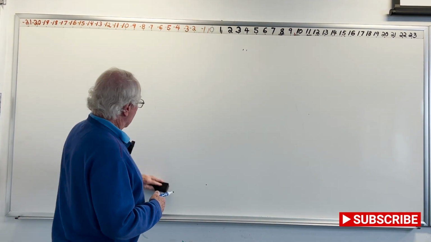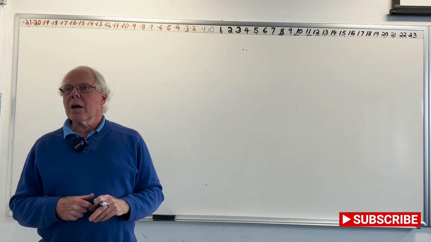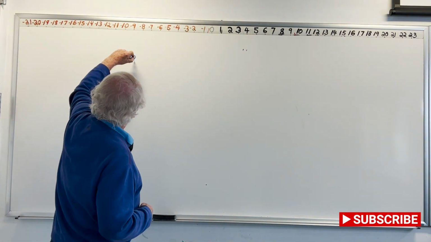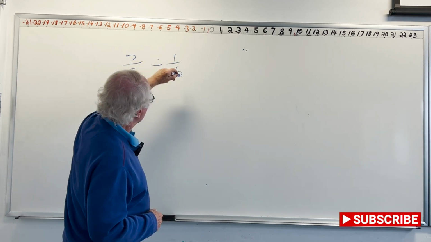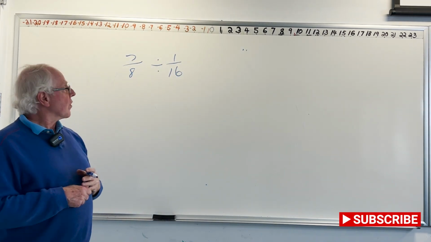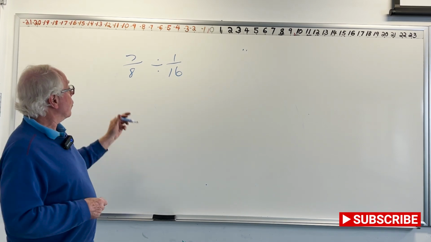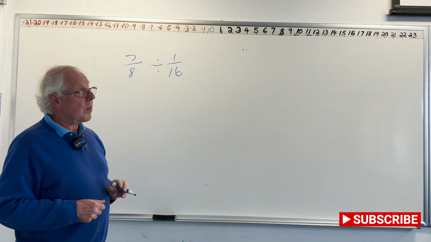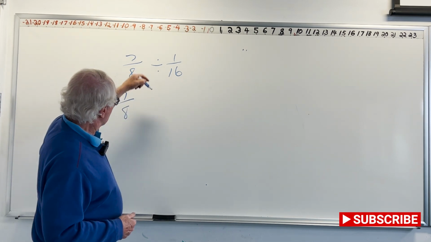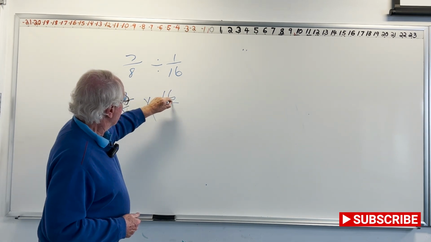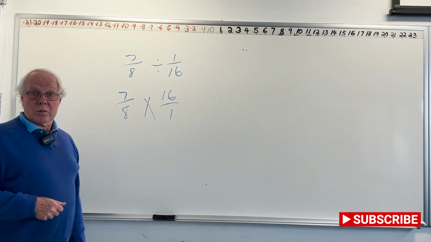All right. Let's look at a couple of problems. 7/8 divided by 1/16. Okay, the very first thing I would do is change it to a multiplication problem. We already know how to do them. 7/8 times 16/1. See what we did?